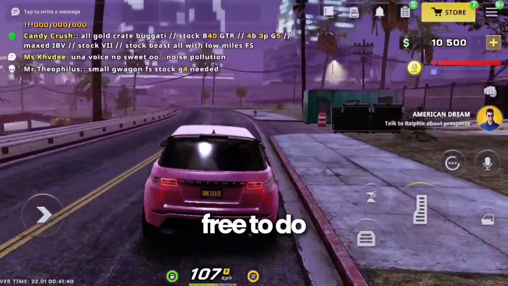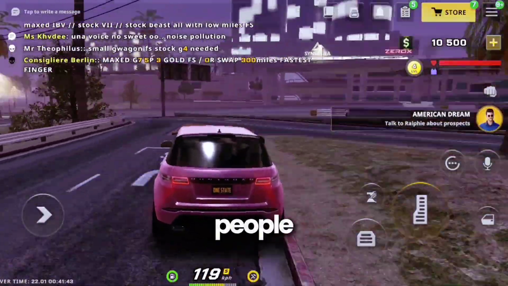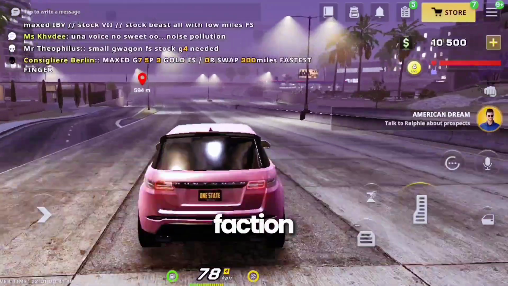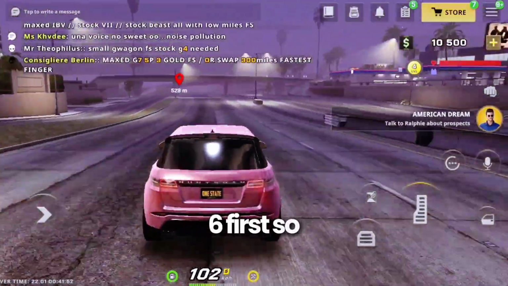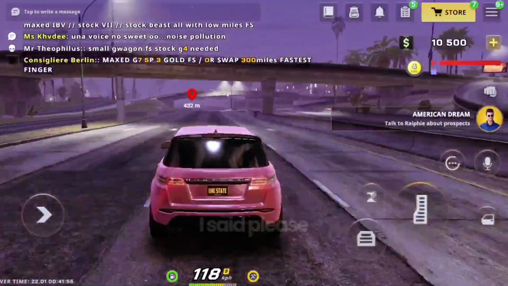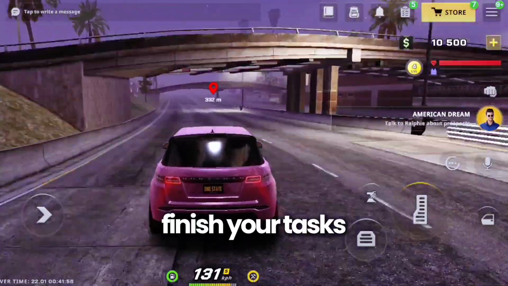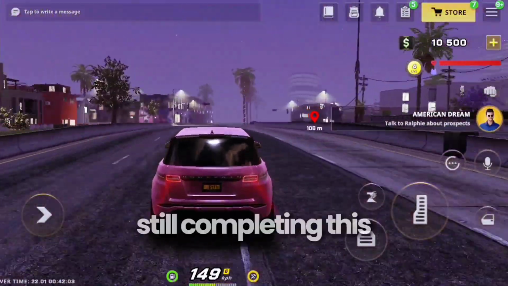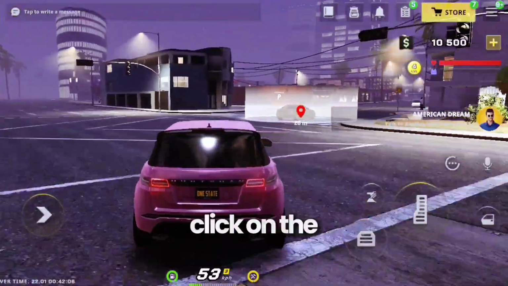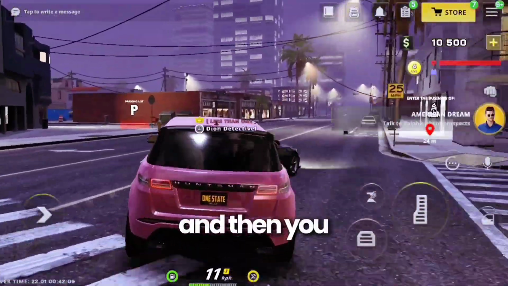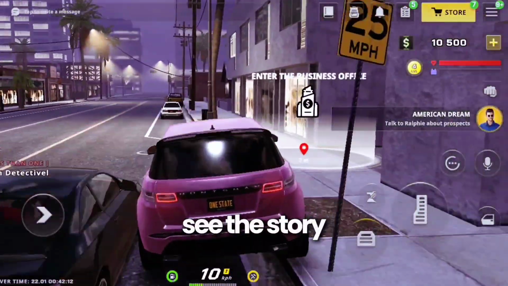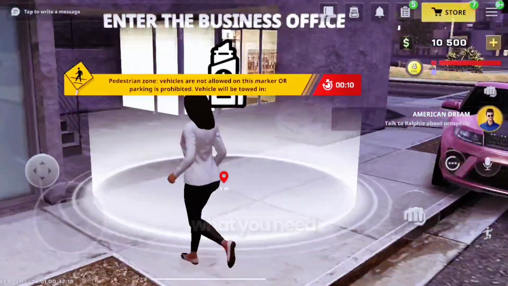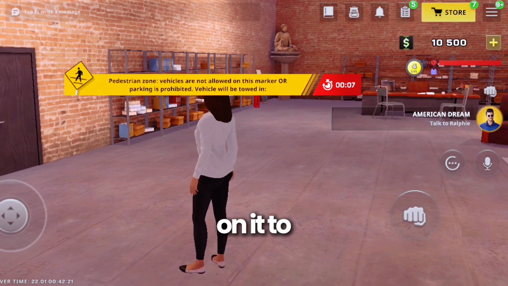So at this point, you're free to do anything in the game. You're free to go meet people, go join a faction. For the EMS faction, you can join it right away. PD and army, you need to get to level 6 first, so you can go do all of that. But like I said, please finish your tasks first. In any case, maybe you got disconnected while you were still completing these tutorials, all you have to do is click on the 3 lines beside your store, go to tasks and see the story progress. Click on that and you'll be able to see what you need to do. Just click on it to continue.